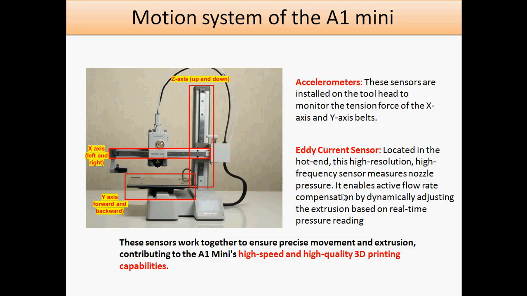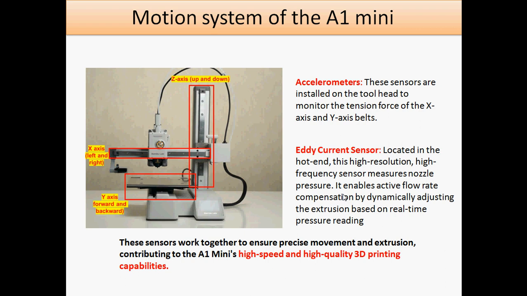Then an accelerometer is installed on the tool head to monitor the tension and force created in the x-axis and y-axis on the belt, so that can be fixed by the accelerometer. According to that, the speed can be managed by the accelerometers. Then an eddy current sensor can be used to measure the hot end, and we create the flow rate as well as possible, and there is a real-time pressure reading.